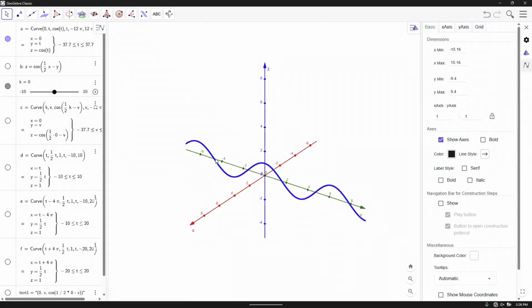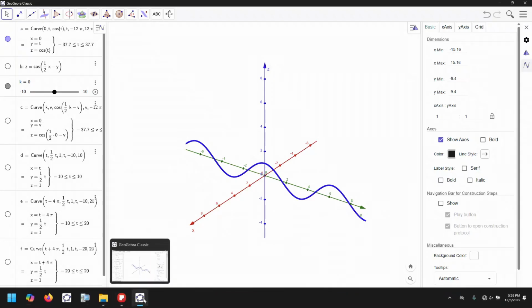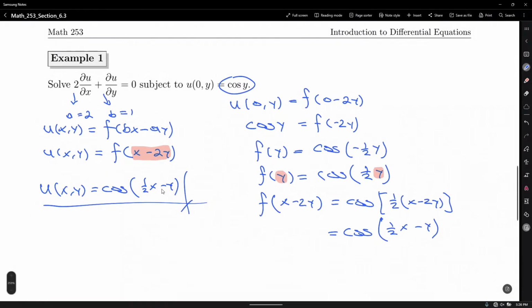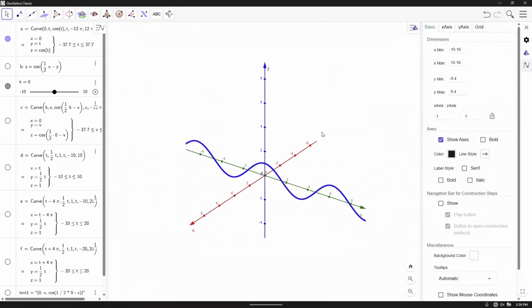Now, what about the general solution to the PDE? Wasn't that cosine of 1/2 x minus y? Let's have a look at that surface.